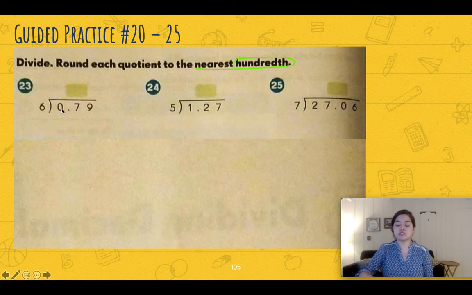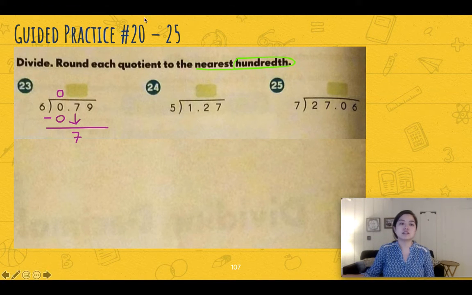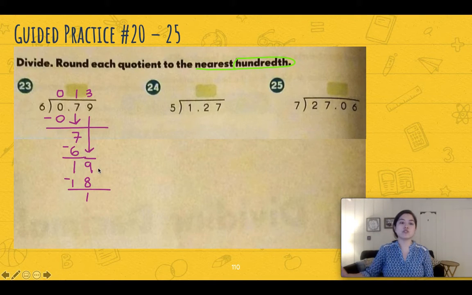6 times what gets you 0 is 0. Drop the 7. 6 times what gets you close to 7, it's a 1. So subtract 6 and you get a 1. Drop the 9. 6 times what gets you close to 19 without going over is the 3. 6 times 3 is 18, so you get a 1. I'm going to add a trailing 0.